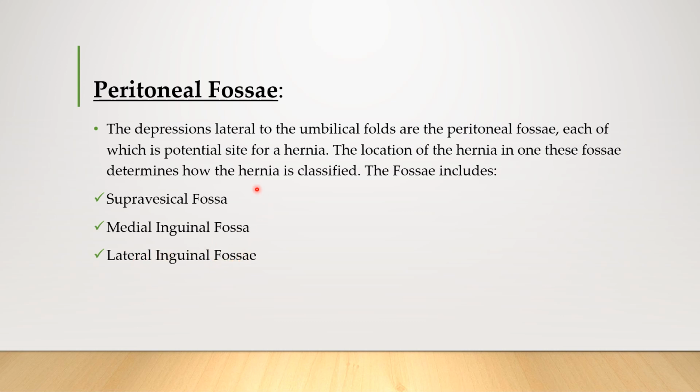So see what happens: the folds which we have studied in the previous slides, that is the median umbilical fold, the medial umbilical folds, and the lateral umbilical folds, have fossae in between them. Those fossae are categorized as supravesical, medial inguinal, and lateral inguinal. And those fossae are the potential sites for a hernia. That is, those are the weak areas from which the viscera can protrude out. And the location of the hernia in one of these fossae will determine how the hernia is classified.